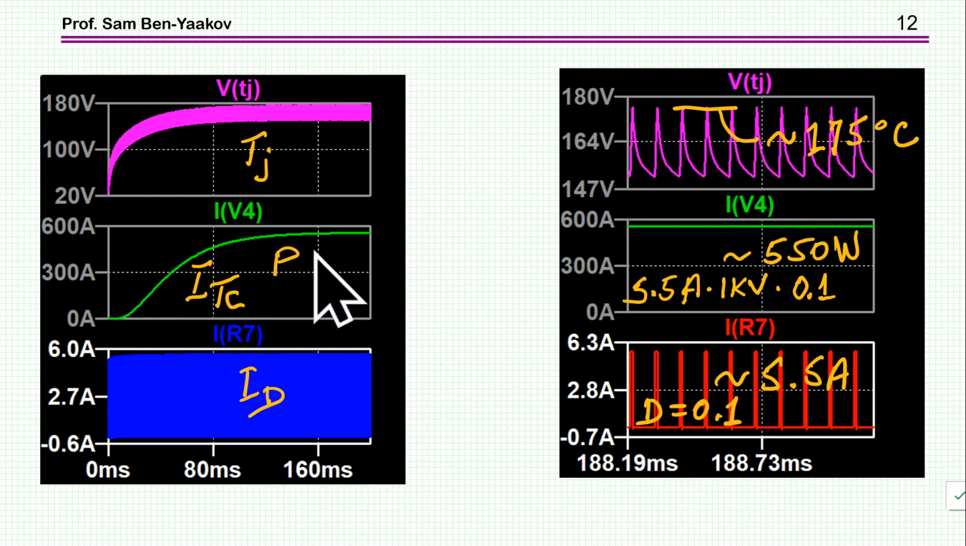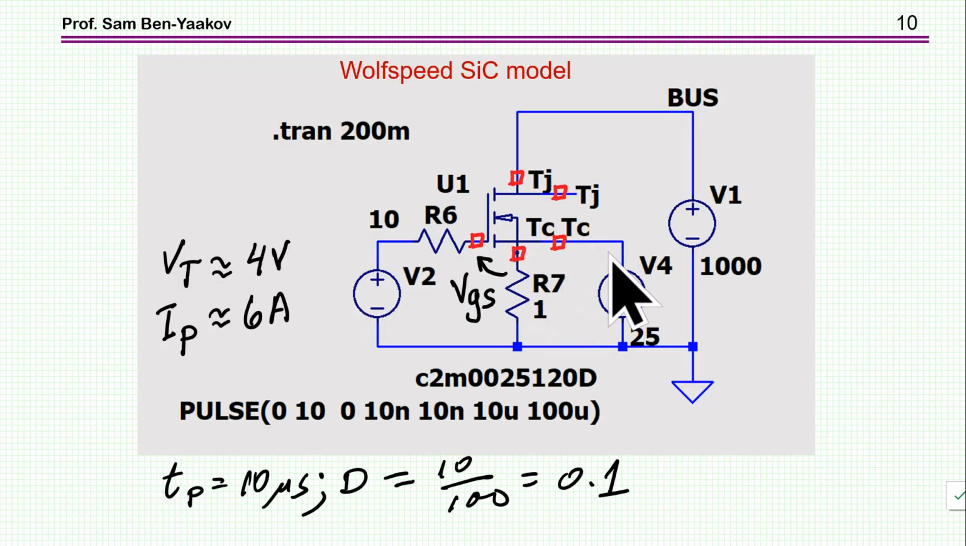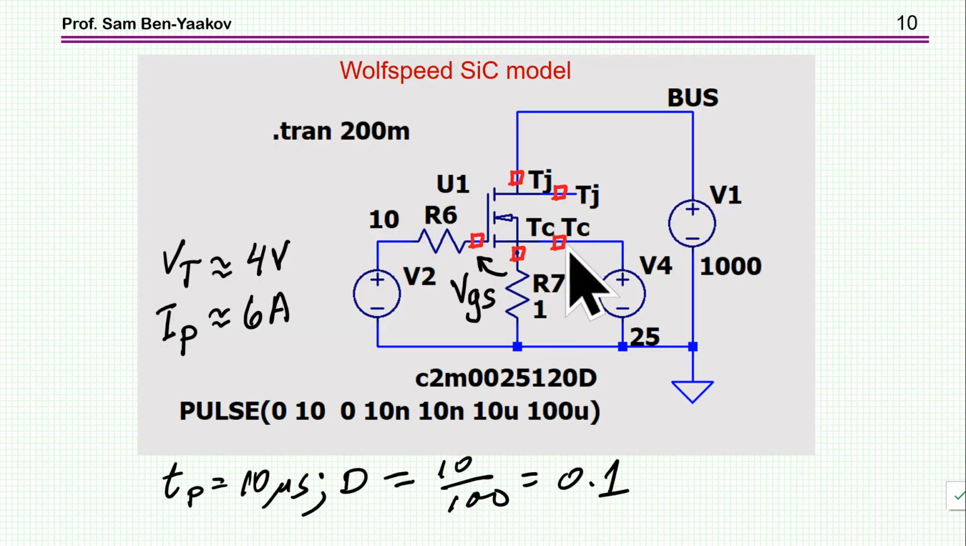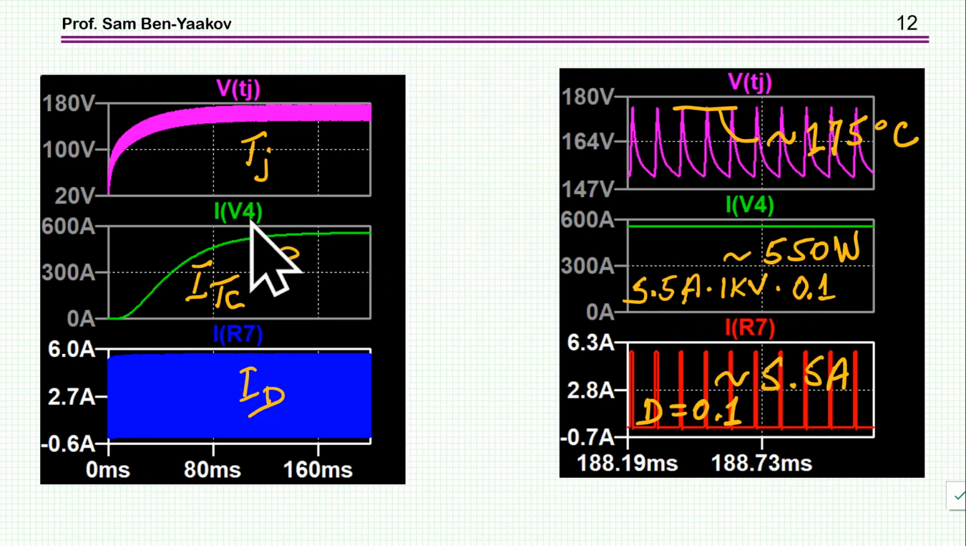Here I'm showing the power. The power is measured by looking at the current here, because this current here is this current, which is coming from the current source, which represents the power. And at steady state, of course, the current through the capacitor is 0. So we see here actually the power coming from here to the output. Okay, so that's the current through voltage source V4. And here it is. At this region here, it's 550.